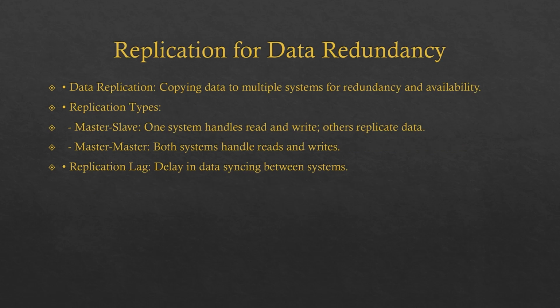Replication ensures that data is copied and stored across multiple systems, ensuring redundancy and availability. There are two common types of replication. Master-slave: the master system handles both read and write operations, while the slave systems replicate the data. Master-master: both systems handle reads and writes, providing better load balancing. It's important to keep an eye on replication lag, which is the delay between when data is written to one system and when it's replicated to others.